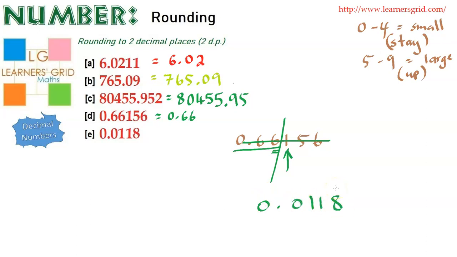0.0118. The cutoff becomes here because this is the second decimal place. This digit is small, so the answer is 0.01, and that's it. It's all finished. And that's how it's done.